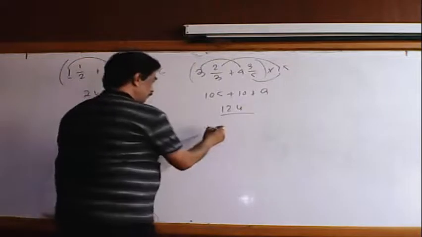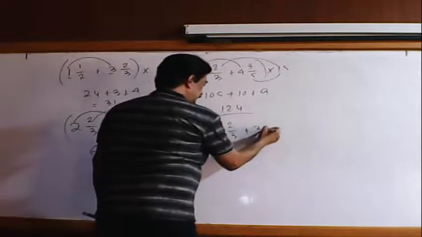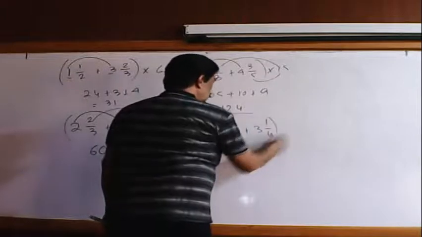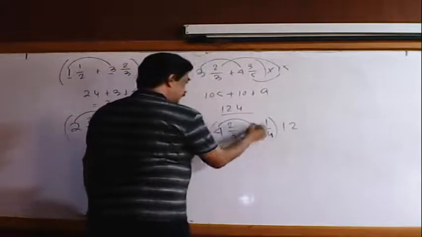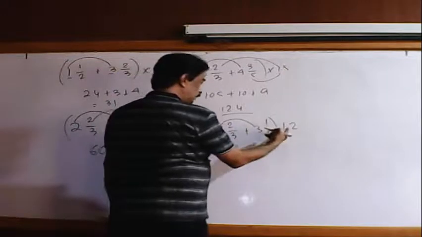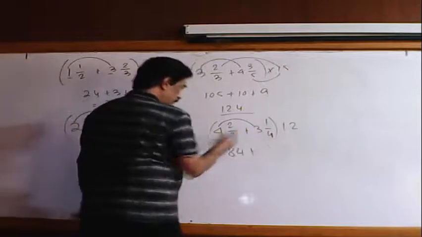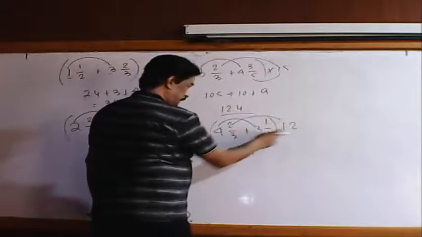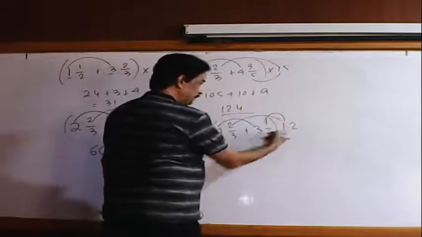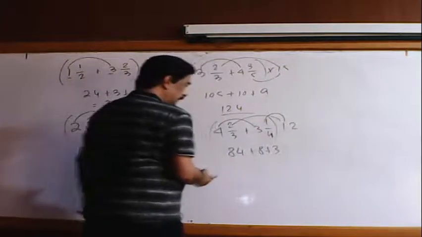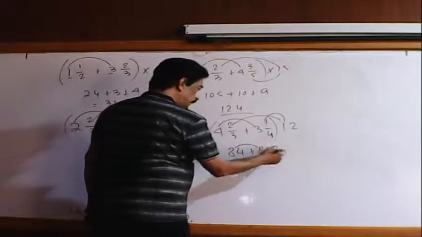Again, 4 and 2 third, 3 and 1 fourth multiplied by 12. First, 4 plus 3, 7. 7 into 12, 84 plus. This multiplied by this, 3 4 the 4 to the 8 plus. This into this, 3. So now your result is 84 plus 8, 92. 92 plus 3, 95.